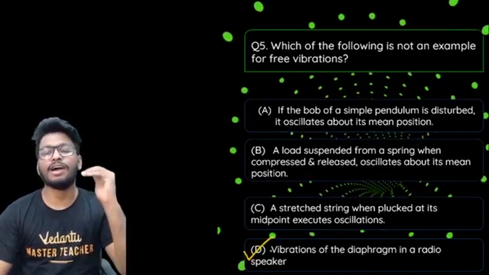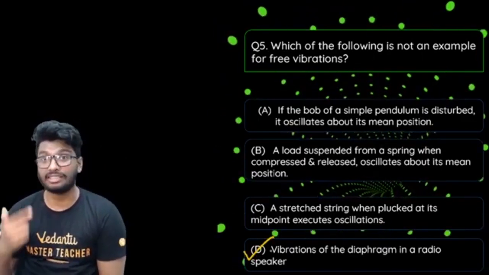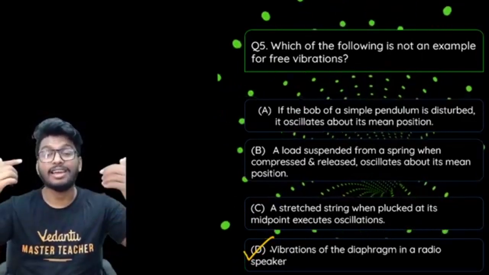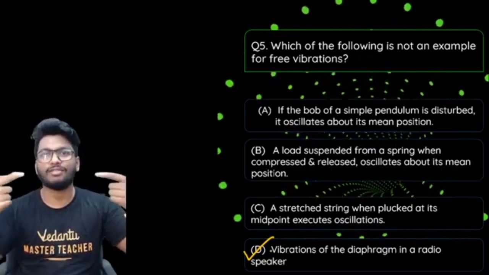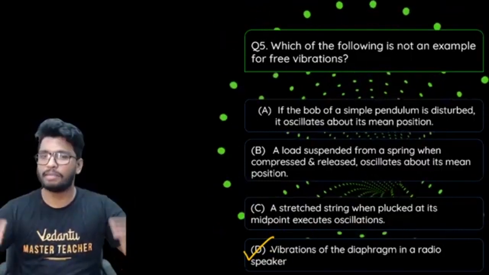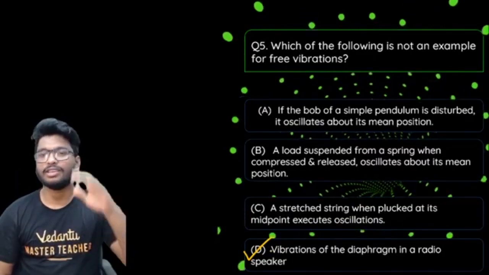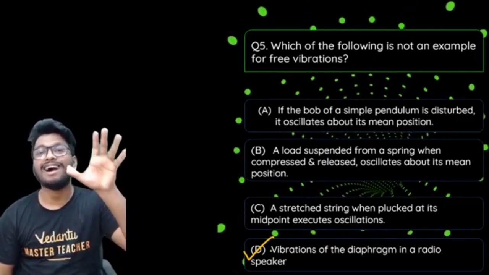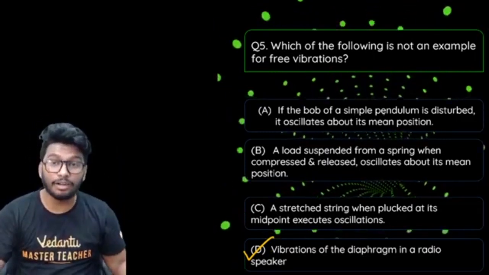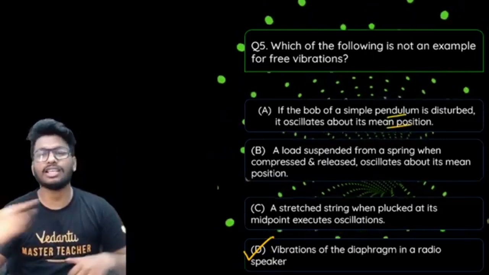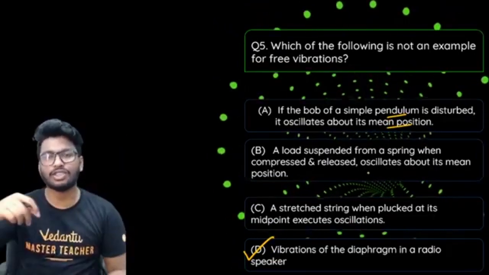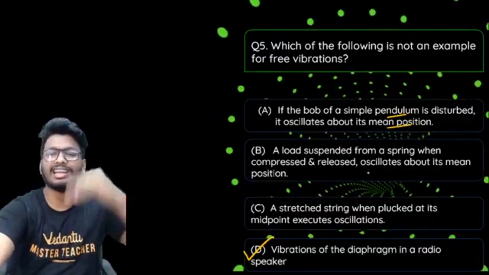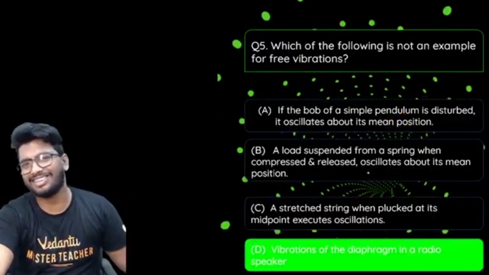Option number D. The vibration of a diaphragm is forced vibration. Remember, you have to keep on applying the force so that it continues to vibrate, because of the friction it stops vibrating. So in the case of microphones and radio speakers, all of these are forced vibration. Whereas a pendulum obviously oscillates about its mean position. In the case of the spring, also it oscillates about its mean position. In the case of the string, if you pluck it in the middle, it starts to oscillate, right? So that is the answer.